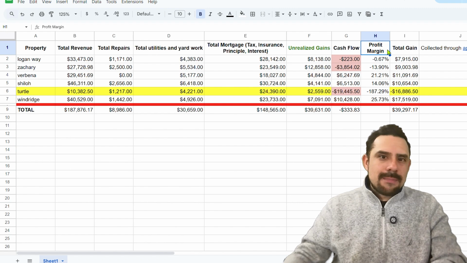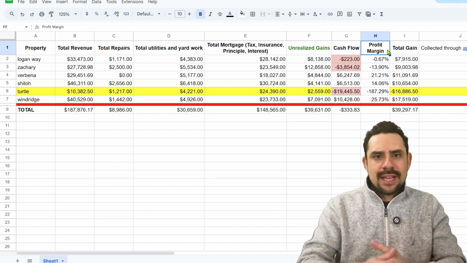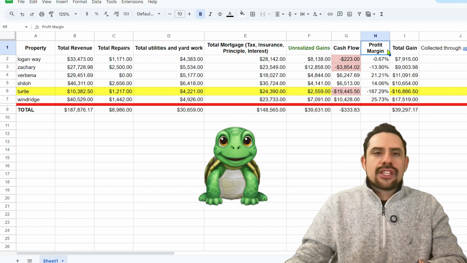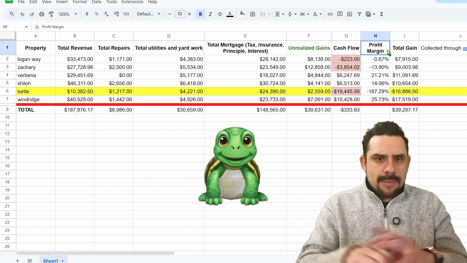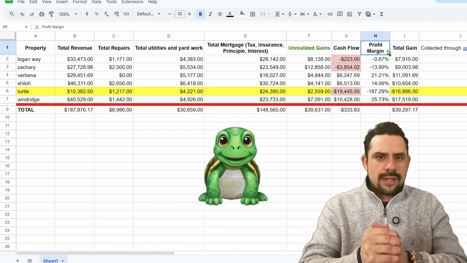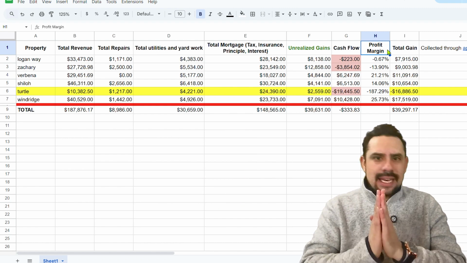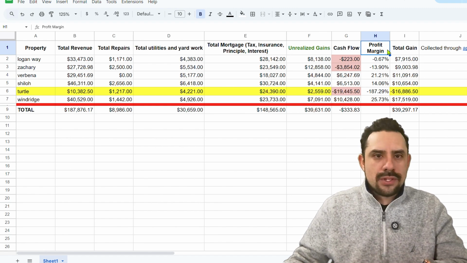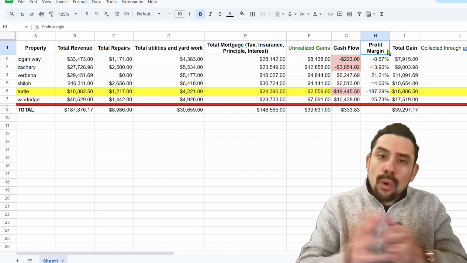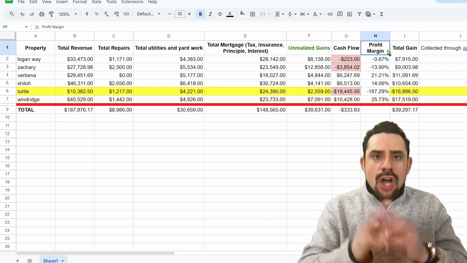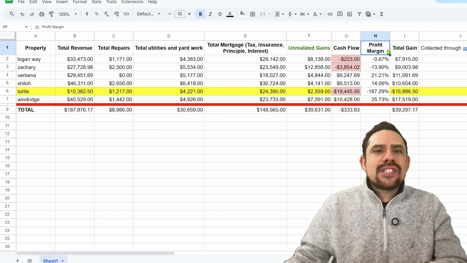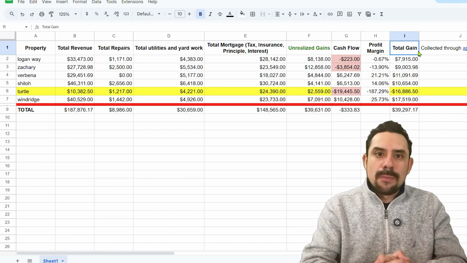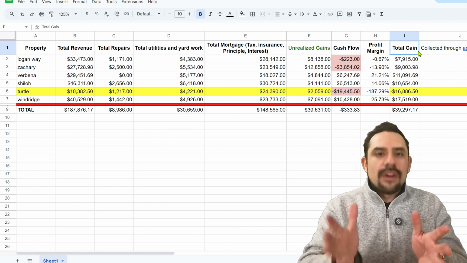The profit margin column simply takes the cash flow and divides it by the revenue. This will tell me how effective the property is at making immediate income. The Turtle property, once again, is an exception. Given it is my primary residence, we never expected a profit for this. Windridge is our champion at an impressive 25% profit margin, followed closely by Verbata at 21%. Zachary, as we said, has a poor profit margin, but it makes up for it from the unrealized gains as we talked about earlier. This is why I have the last column, total gains, which adds up the immediate cash flow profit with the unrealized gains from the equity.